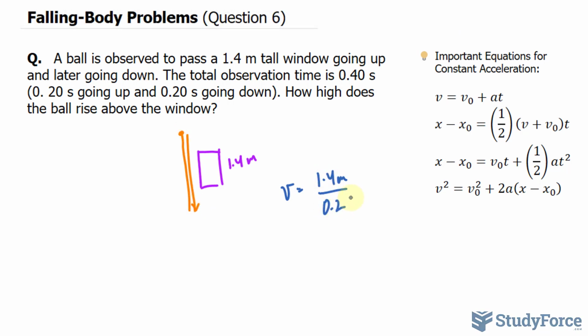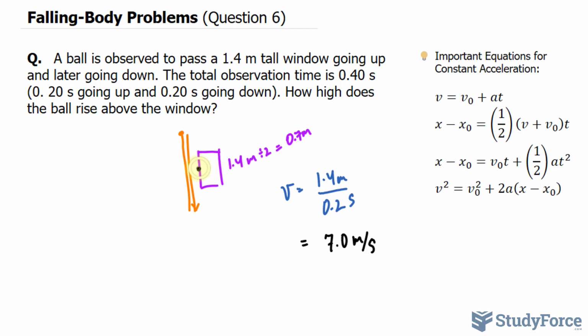If I calculate this, I should end up with the velocity midway in the distance of this window. So I should get the velocity when the ball is 0.7 meters from the bottom of the window. Calculating this, you should end up with 7.0 meters per second as your velocity. Now that we have this value, we can start to write down everything we know.